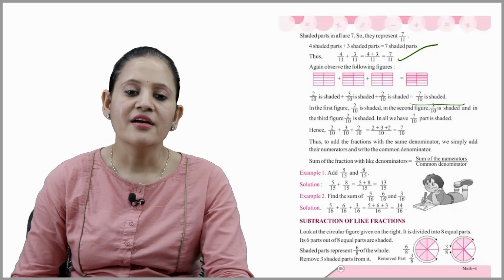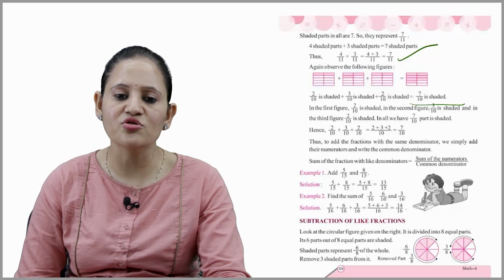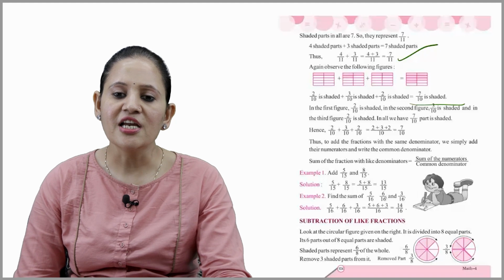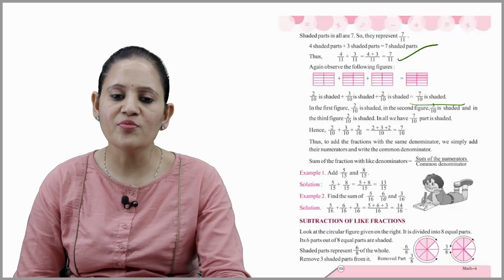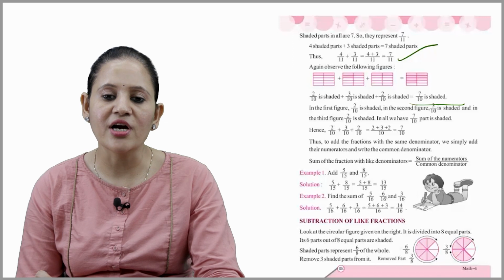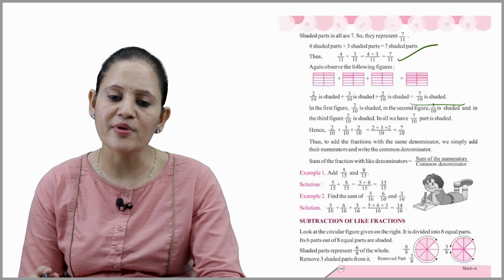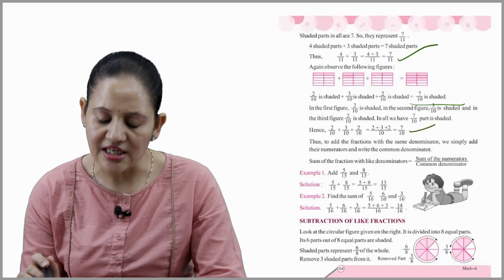Clear? In the first figure 2 by 10 is shaded. In the second figure 3 by 10 is shaded and the third figure 2 by 10 is shaded. In all, we have 7 by 10 parts shaded. Hence 2 by 10 plus 3 by 10 plus 2 by 10, that is equal to, simply हमने क्या किया, numerator को add कर दिया, 2 plus 3 plus 2 upon common denominator 10 below लिख दिया है, तो that is equal to 7 by 10.